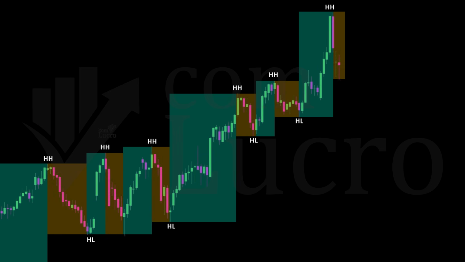So the real question becomes, how do we know when this pullback zone has ended and price is ready to move higher again? That is where the next confluences come into play. And with that, our first confluence is already evident. We are trading within a bullish market structure, from this low toward this high.